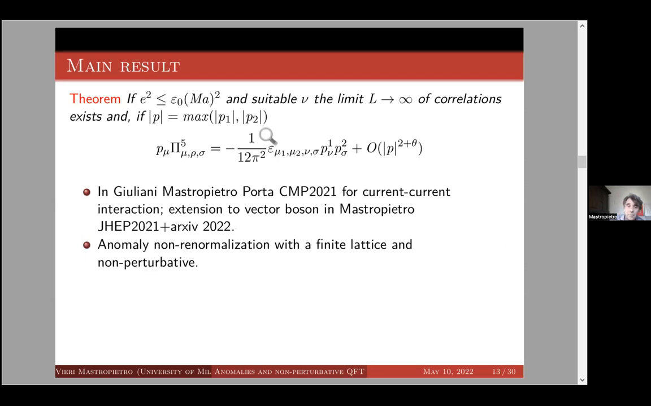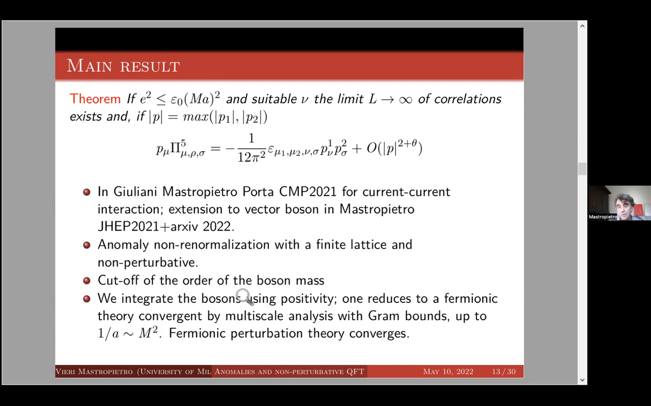So it is reassuring. Of course, there is this big hypothesis. In principle, I think it could be removed, but as we will see, the method is to integrate out the bosons using positivity and then consider a fermionic theory, which is convergent by multiscale analysis. Then we use, so, yes?